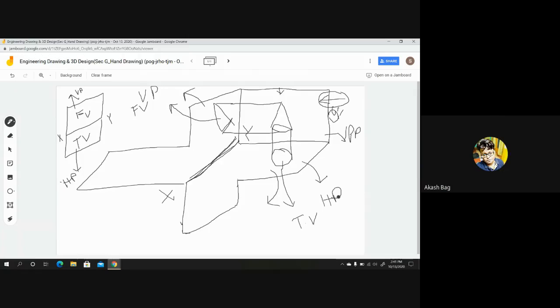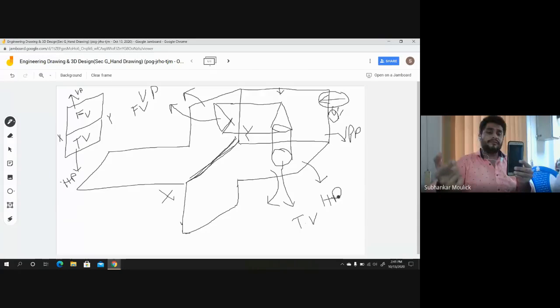That means if you want to get the left-hand side view of this particular object, you will get it in PP. How will you get it? You need to project backward. That means I need to project in this direction. If I project the object in this direction, then in this PP, I will get my left-hand side view. So can you predict the shape of the left-hand side view? Yes, it will be a triangle, and it will be in this particular plane called the profile plane.